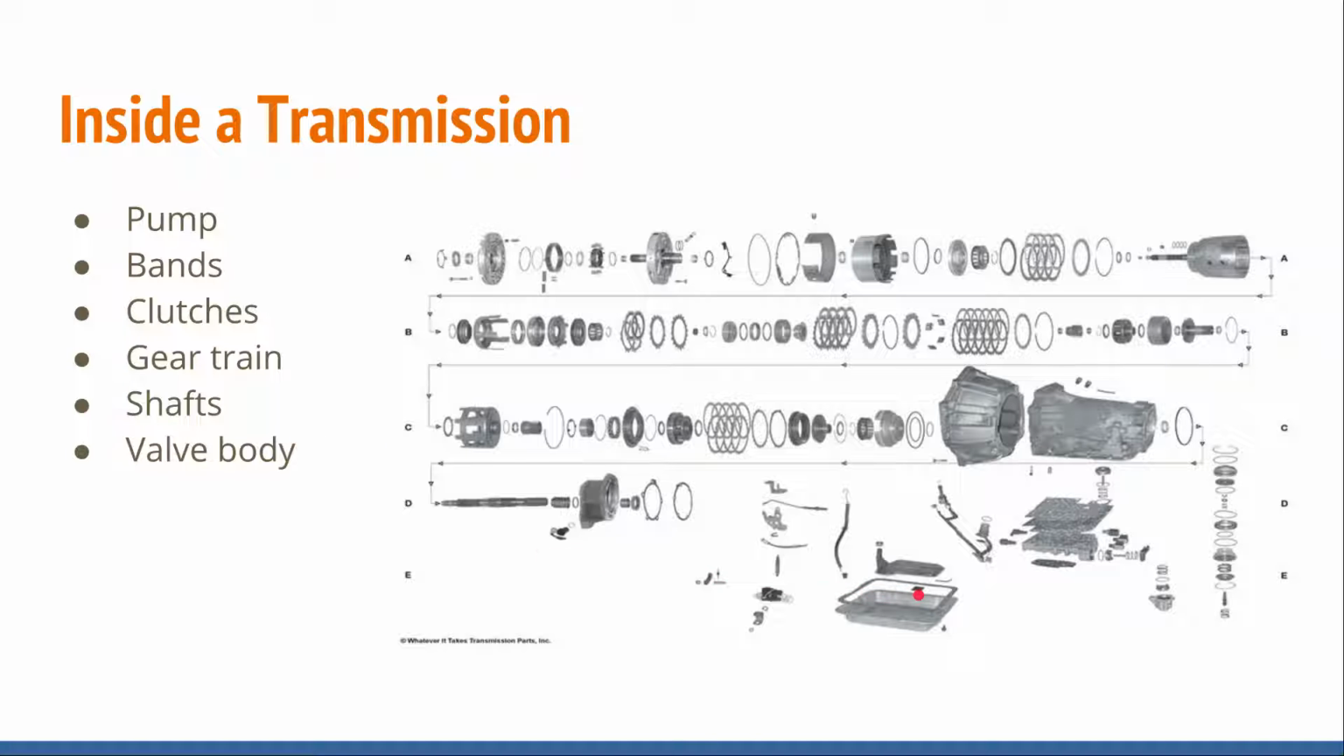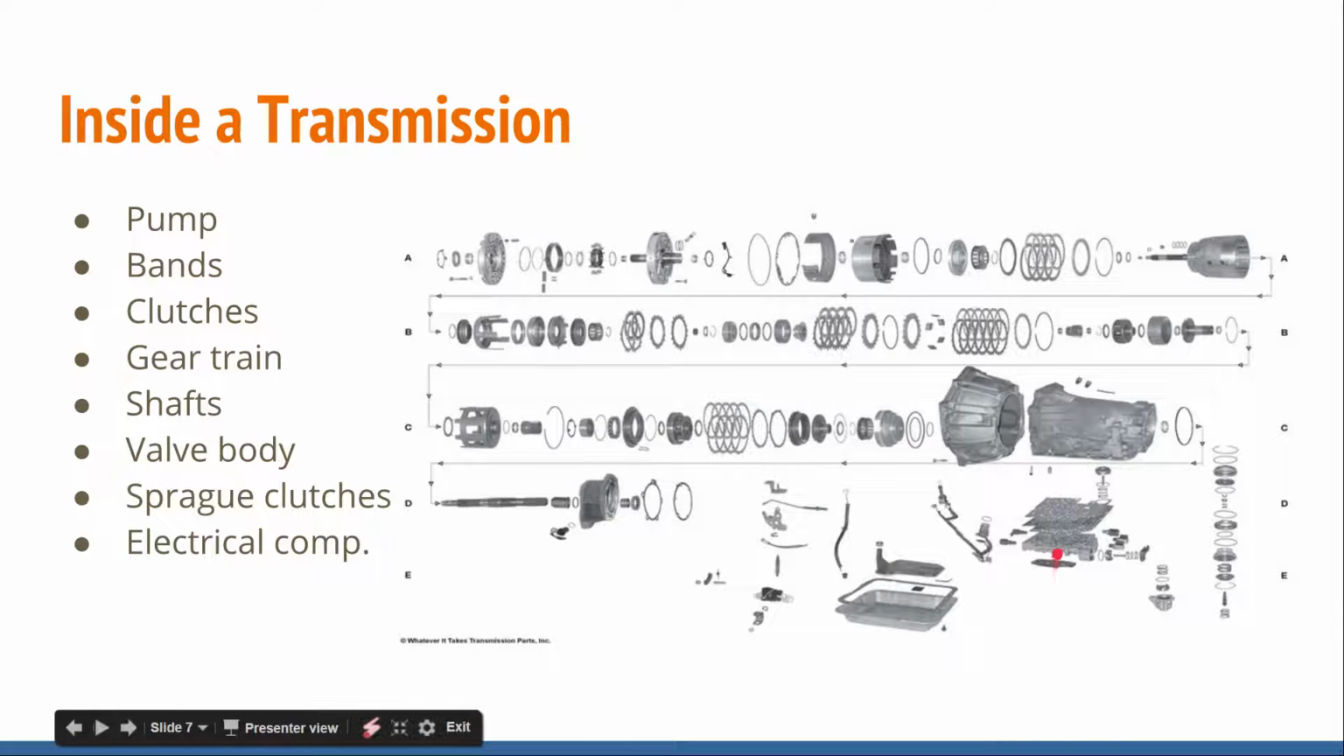Valve body. Right here on this transmission is the valve body. Sprague clutches. A Sprague clutch is a one-way clutch. So this transmission actually uses one here, I believe, and also one right here. And then you have your electronic components. So you have some solenoids, you have a wire harness right here with another solenoid.